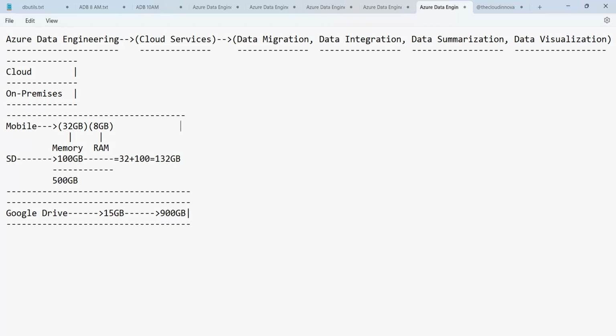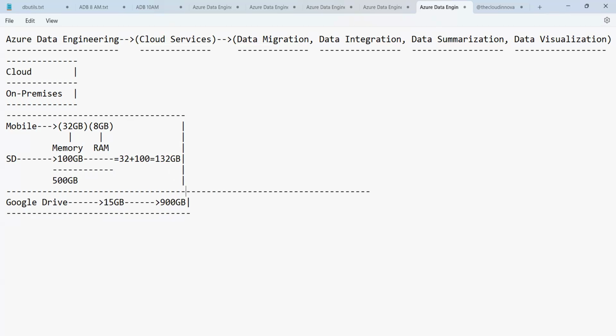And the second storage is where you can store the data into the Google Drive. So finally, we can say there are two types of storages. One is the mobile phone storage and the next one is the Google Drive storage.